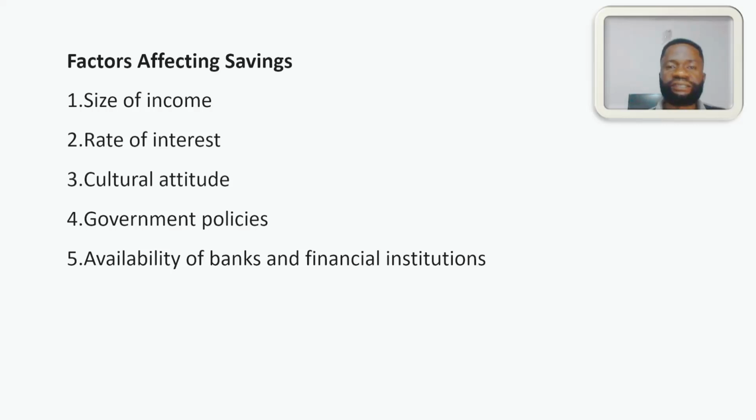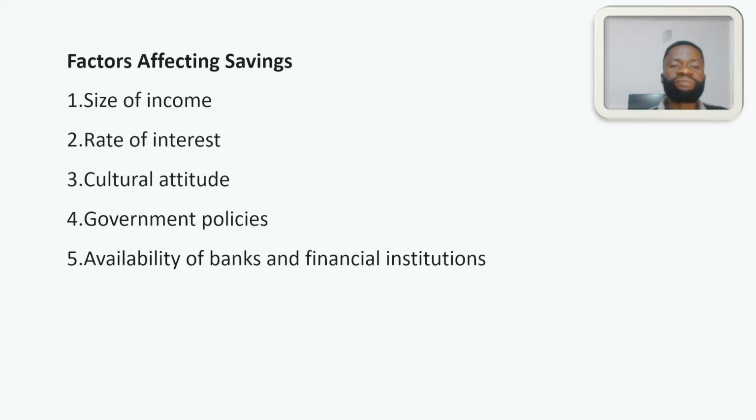Now, what are the factors affecting savings? Number one factor that affects savings is the size of income. The size of income is the most important factor that affects savings. You all know that income refers to the money earned by an individual or household over a period of time, such as wages, salaries, profits, rent, or even interest. So the higher the income, the greater the ability to save.